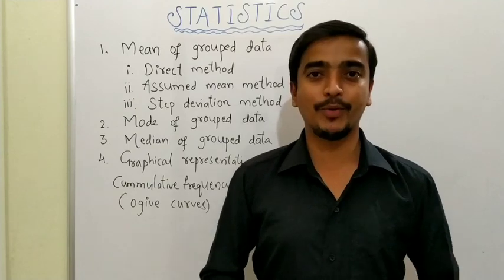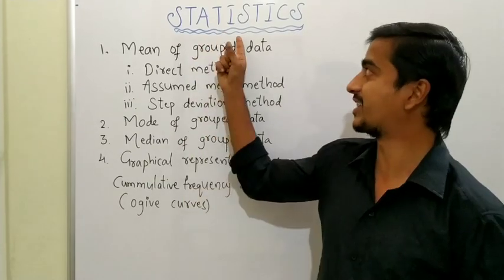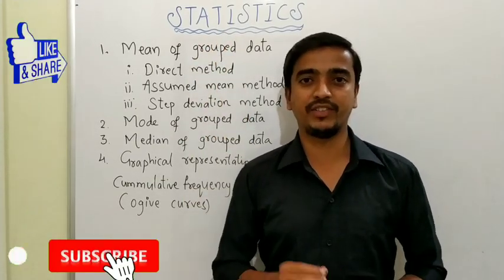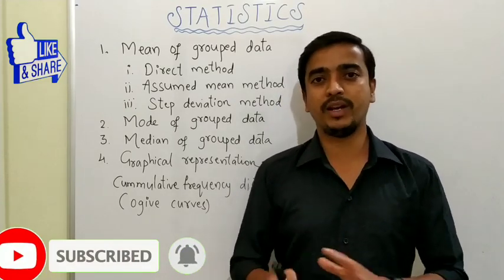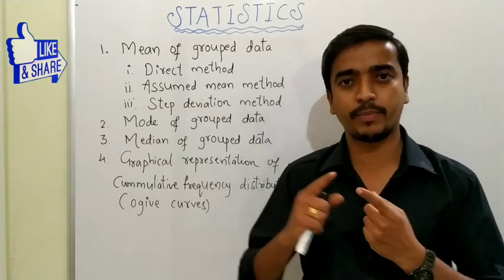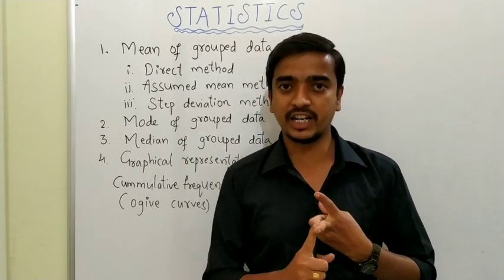In this video, I am going to give you an overview of statistics. This statistics chapter deals with data. What is meant by data? Data is the collection of elements. Mainly, data is of two types: one is primary data and the second one is secondary data.